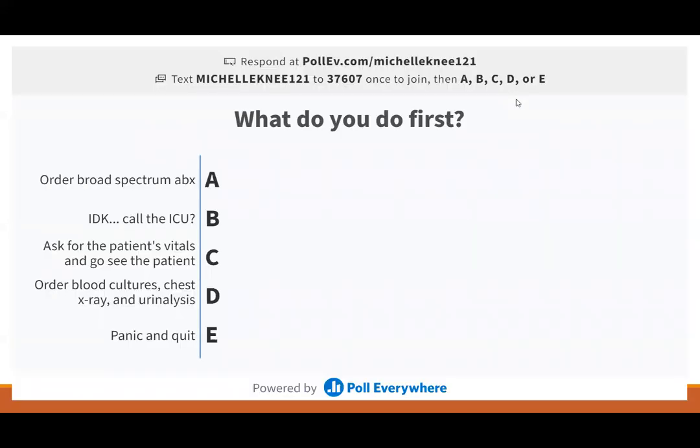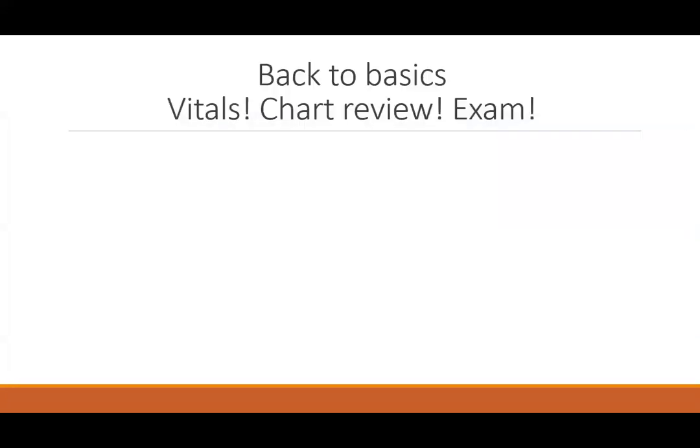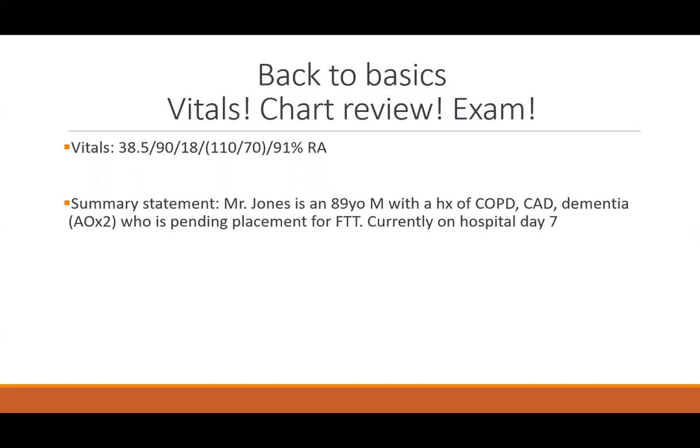And so the correct answer here is going to be go see the patient's vitals and actually do an exam. So you ask John and he's able to tell you the rest of the vital signs. It's a temperature of 38.5, a heart rate of 90, a respiratory rate of 18, a blood pressure of 110/70, and then your patient is saturating 91% on room air.